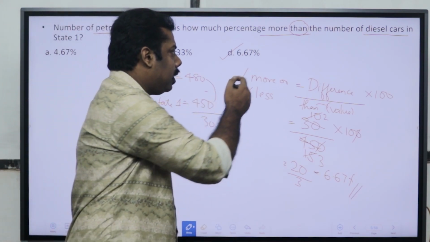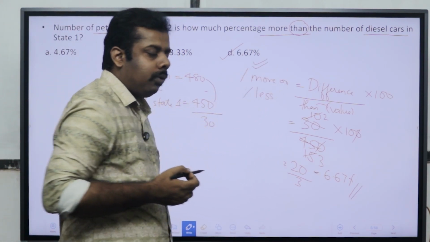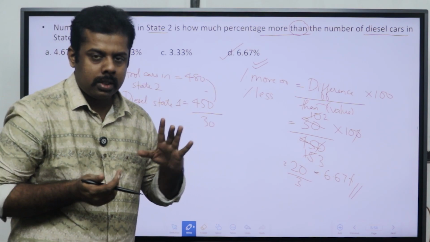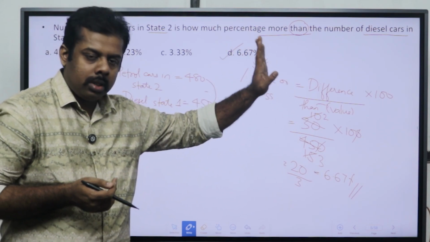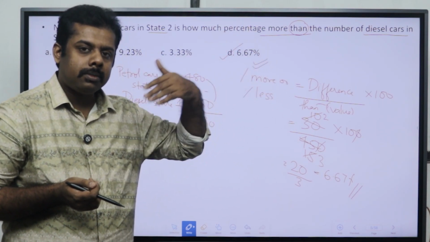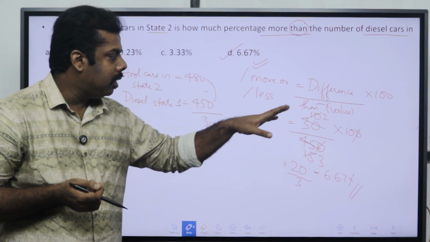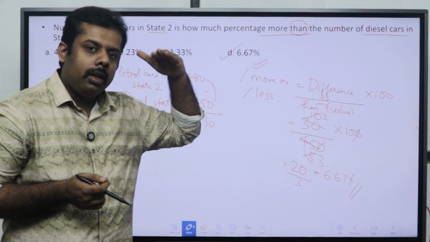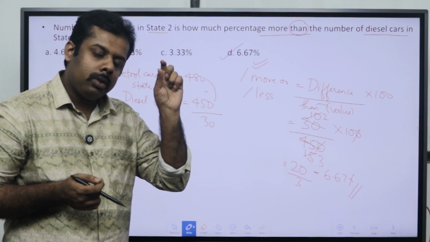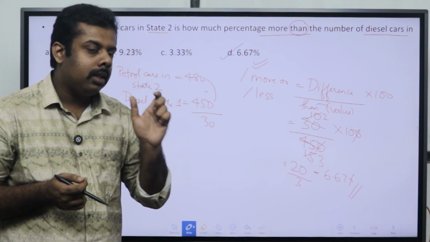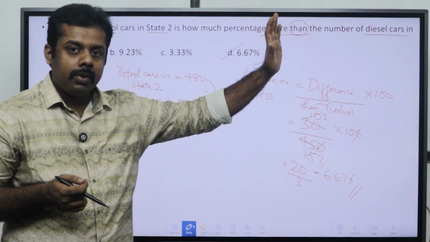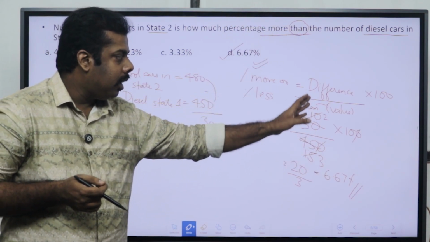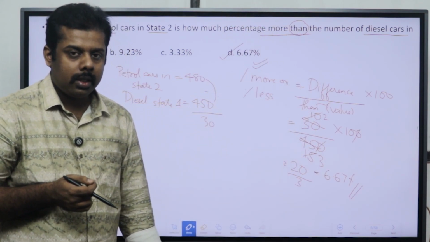So an important concept, that how we can find percentage more or less. If you just note down the formula, if you are not aware of this concept, let's just take the difference in the numerator part. In the denominator part, as we stressed down the word which is called than, you have to take the value which comes after than, and then multiply it with 100 to get the answer.